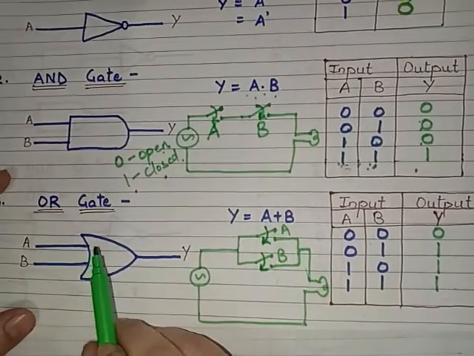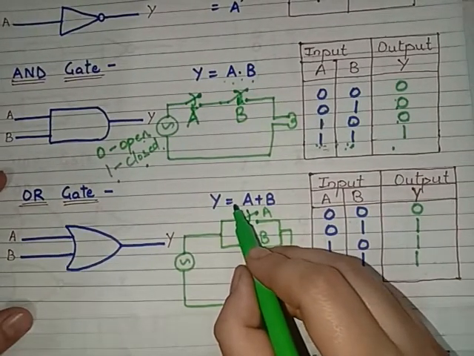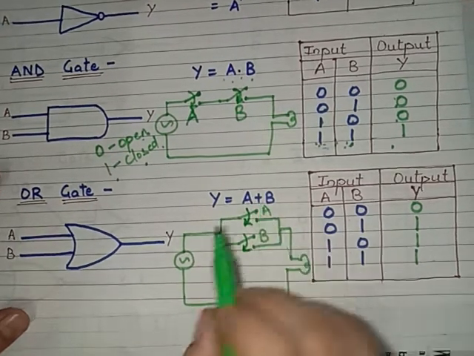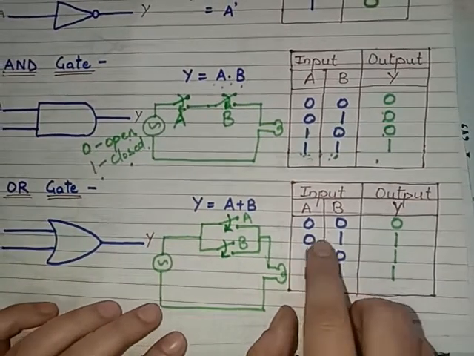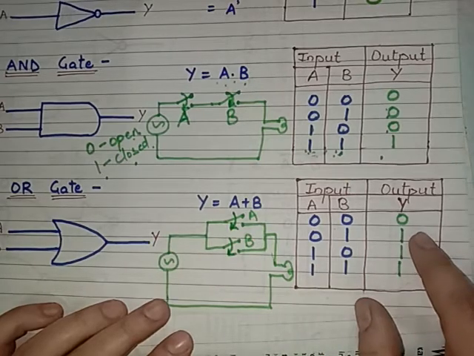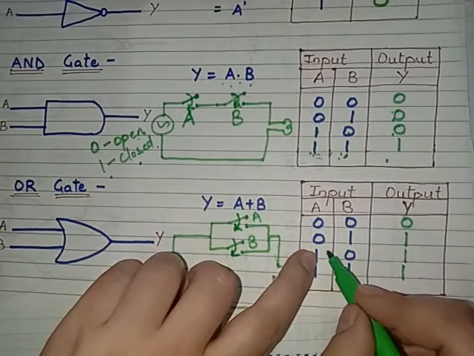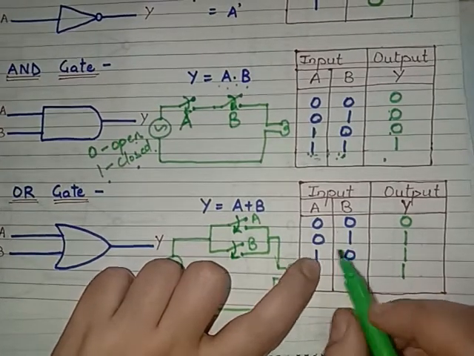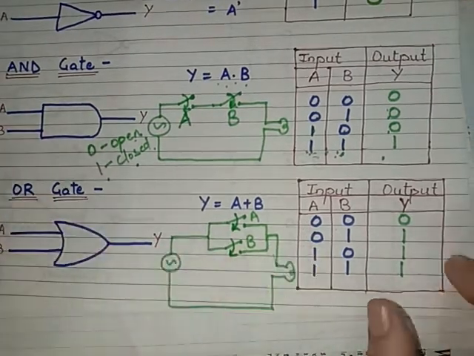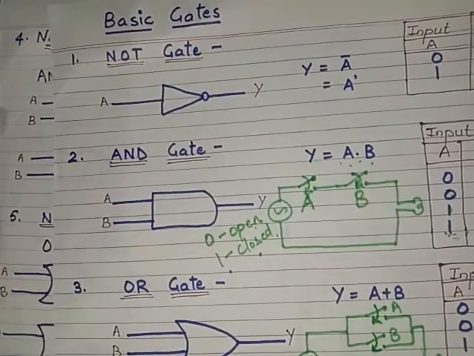And in the OR gate, the relation is Y is equal to A or B. This is an OR operation, A or B. A or B means if any of the switches is closed, even then the bulb will glow. That means if one of the inputs is high or both are high, then the output will be high, otherwise it will be low, right? So coming to the next gates, those are the universal gates.